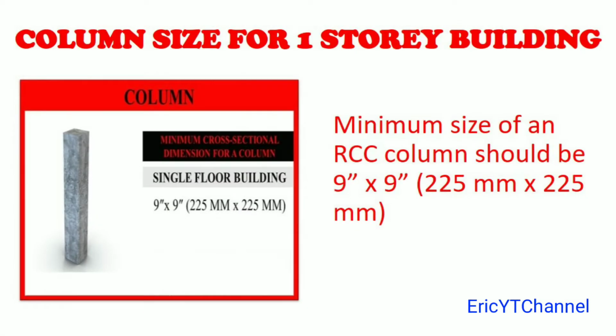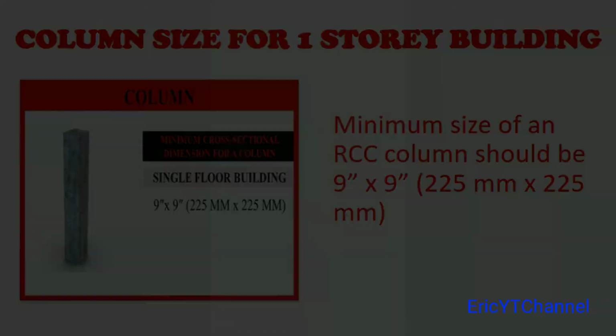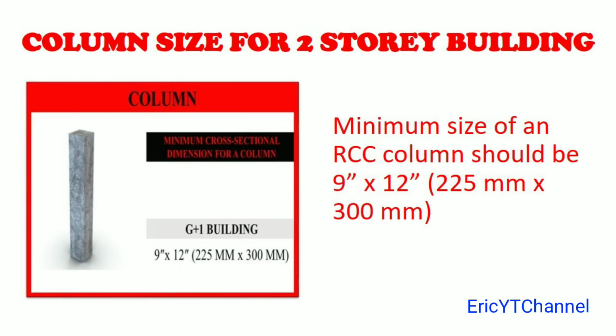Column size for one-story building. Minimum size of an RCC column should be 9 inches by 9 inches or 225 mm by 225 mm. Column size for two-story building. Specification is minimum size of an RCC column should be 9 inches by 12 inches or 225 mm by 300 mm.